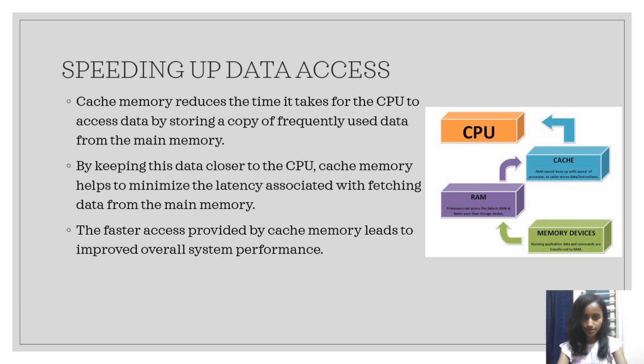Faster data access. Cache memory helps improve computer performance by reducing memory latency. It can deliver data to the processor much faster than the main memory. By storing frequently accessed data closer to the processor, cache memory minimizes the time spent waiting for the data to be recovered from the main memory.